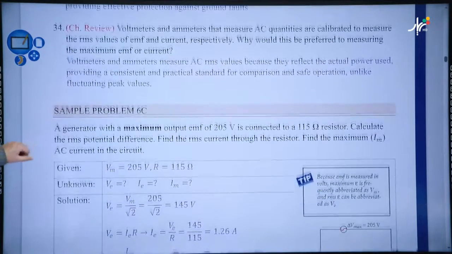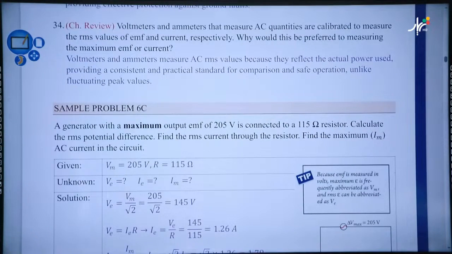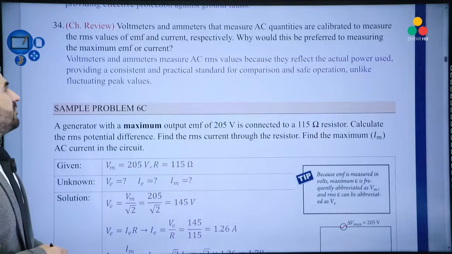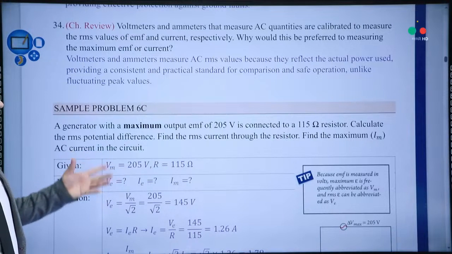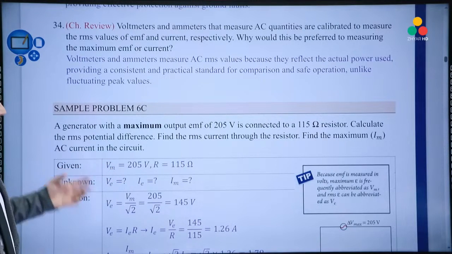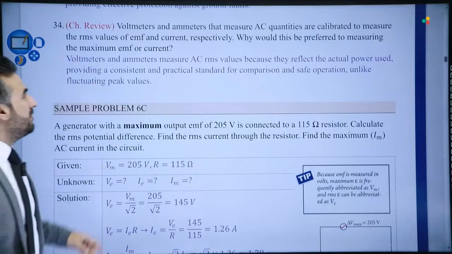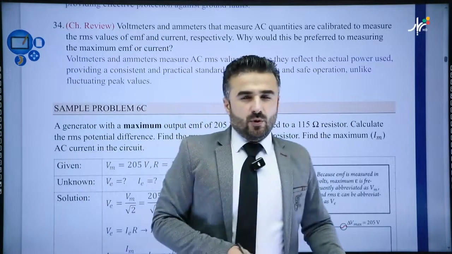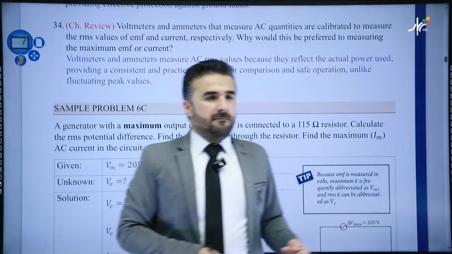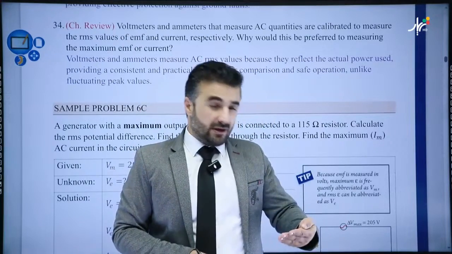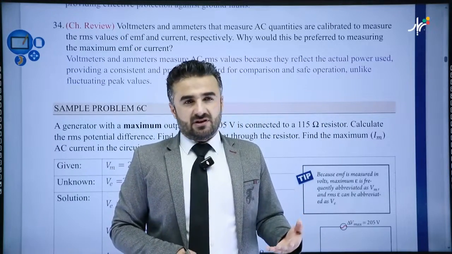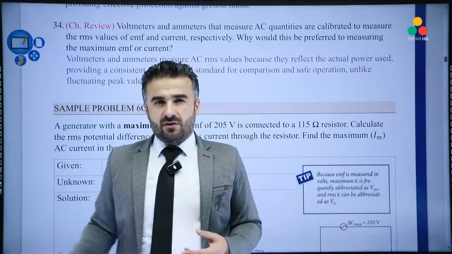All right, now we have another question. It says voltmeters and ammeters that measure AC quantities are calibrated to measure the root mean square values of electromotive force and current, respectively. Why would this be preferred over measuring the maximum electromotive force or current? When you look at a voltmeter or an ammeter, we want to look at a steady, fixed number, for example, 10 amperes passing through this wire.